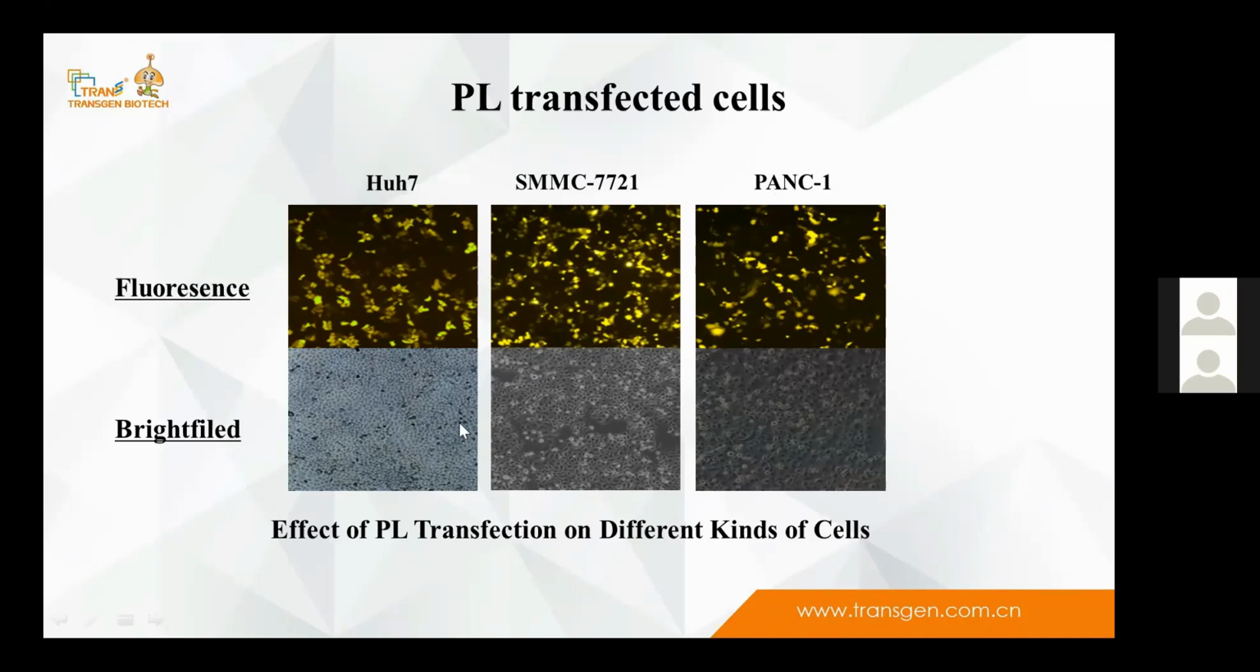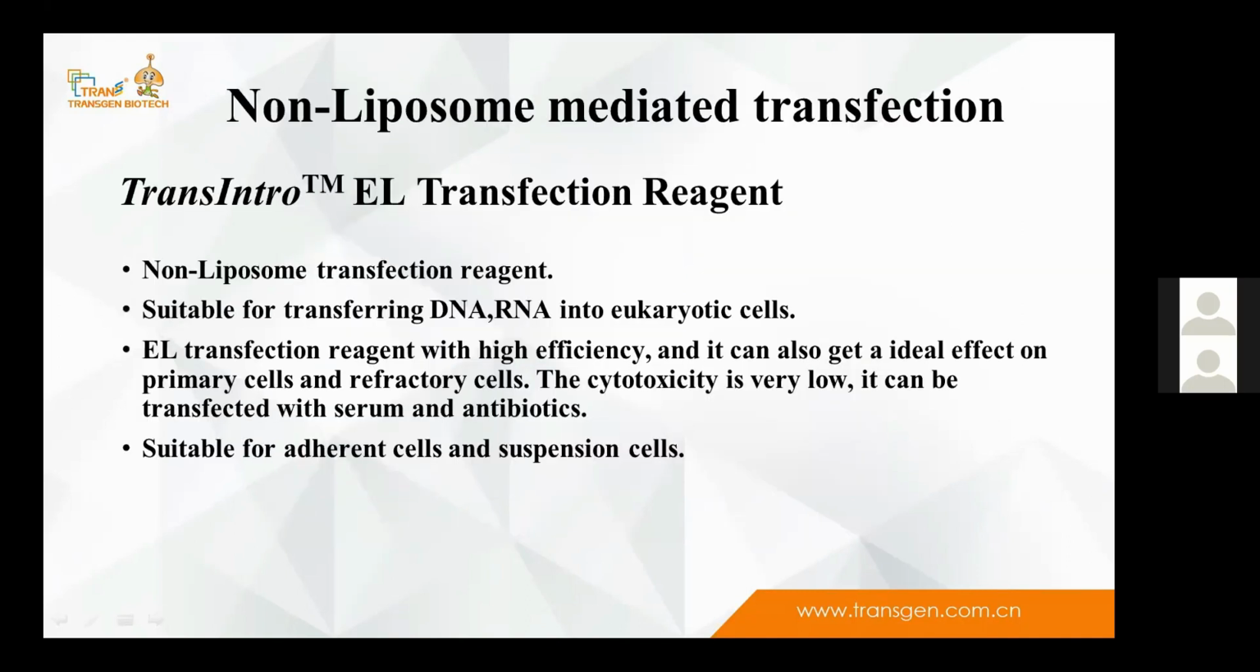The other one is the non-liposome mediated transfection. Non-liposome does not mean there's no lipid at all. It shows a very single layer of the liposome, so we call it the non-liposome transfection reagent. And this one is suitable for transferring DNA and RNA into eukaryotic cells. So if you have to transfect RNA such as siRNA or microRNA into the cells, you can use the EL transfection system.